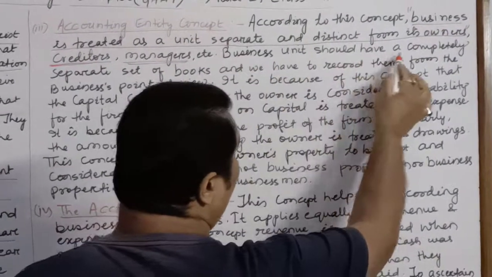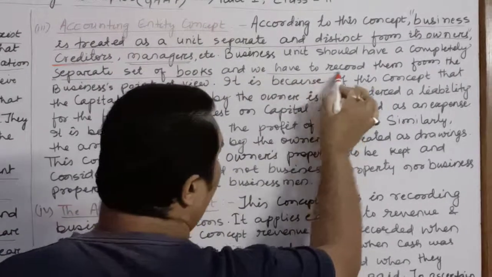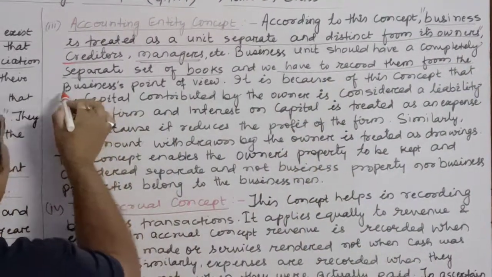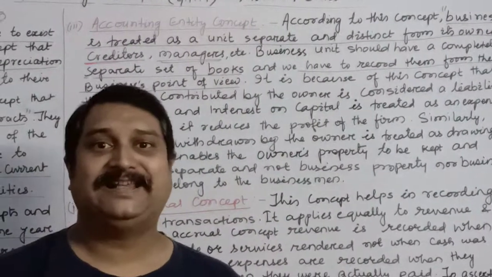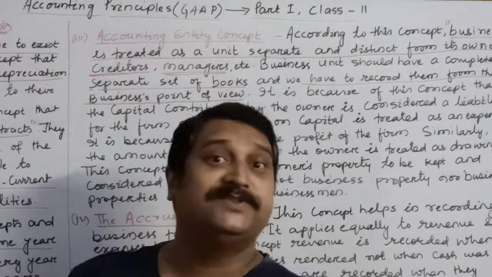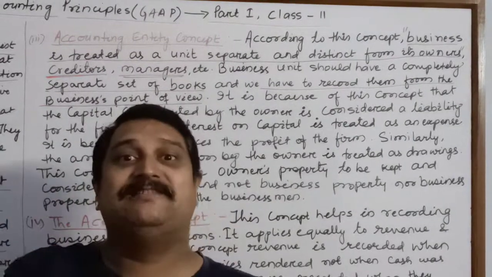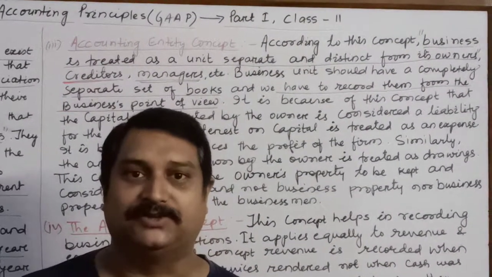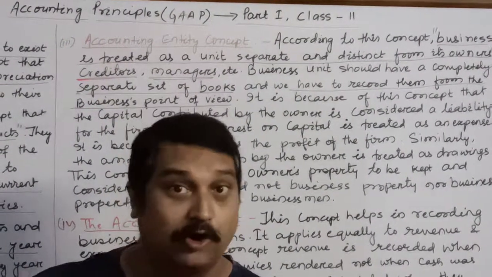A business unit should have a completely separate set of books, and we have to record the business transactions from the point of view of the business. Suppose if I say goods were sold, who sold the goods? It was not the businessman, it was the business. Capital was invested into the business. So who received the capital? The business received the capital, not the businessman.